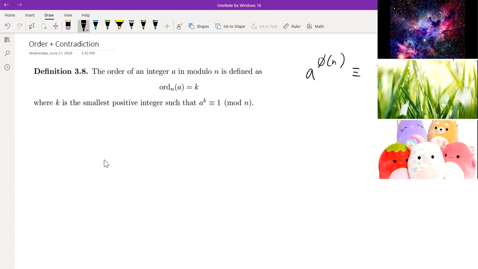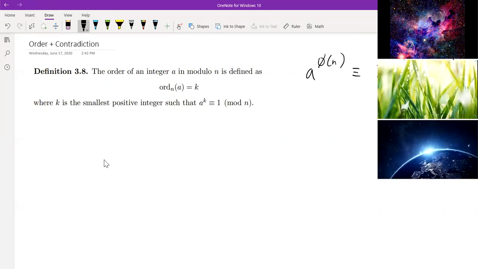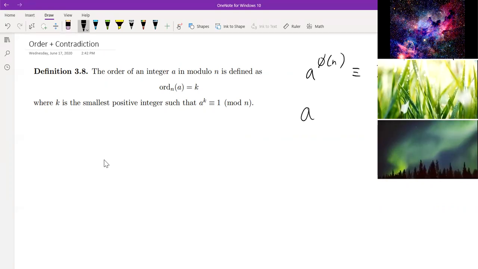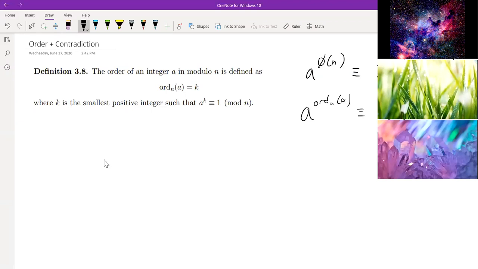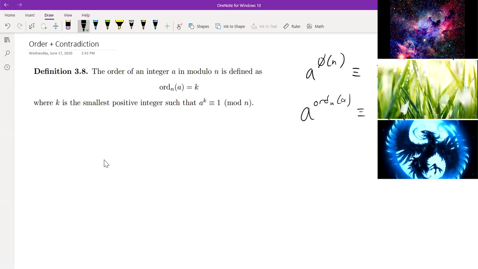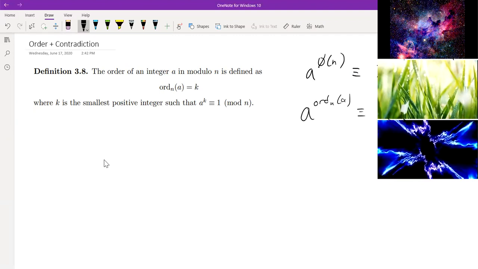However, that does not mean that there does not exist a smaller exponent where this is also true. Essentially, this is assuming that a to the order of a is congruent to 1 mod n, and there is no smaller exponent where this is satisfied. So I'm going to introduce something known as a proof by contradiction.